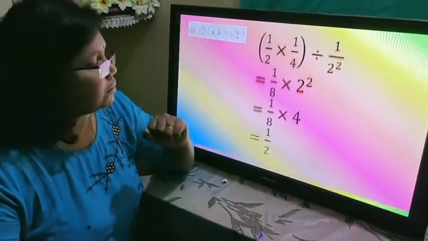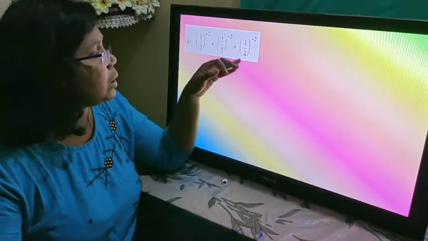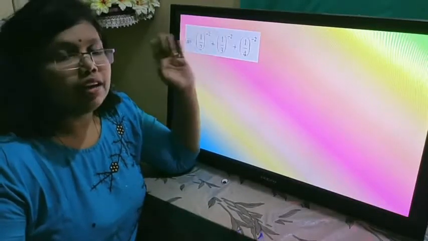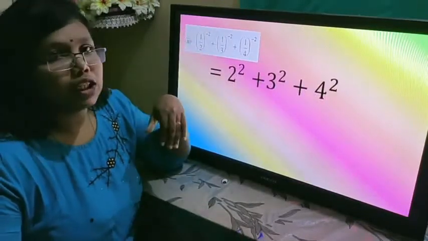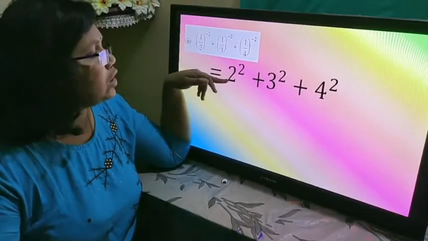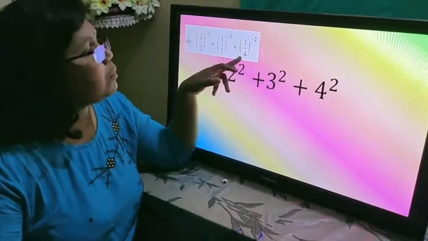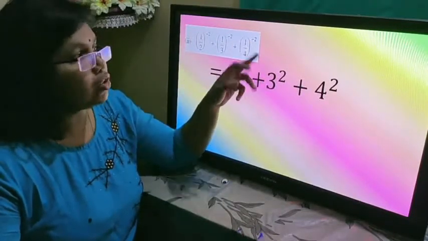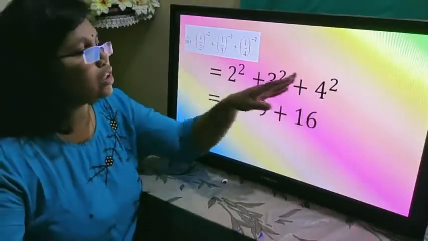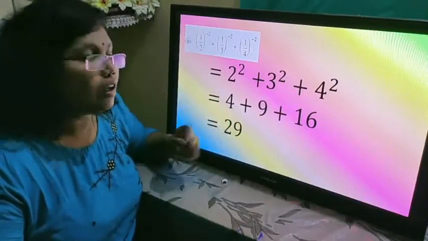That's our final answer. Next, 1 upon 2 raised to minus 2, 1 upon 3 raised to minus 2, 1 upon 4 raised to minus 2. All of the exponents are negative. So the first thing we do is get the reciprocal and give them positive exponents. So for 1 upon 2, the reciprocal is 2, 2 squared. 1 upon 3, the reciprocal is 3, that is 3 squared. 1 upon 4 raised to minus 2, that's why 4 squared. All of them are squared. So 2 squared is 4, 3 squared is 9, 4 squared is 16. So add all of it, you get 29 as your final answer.